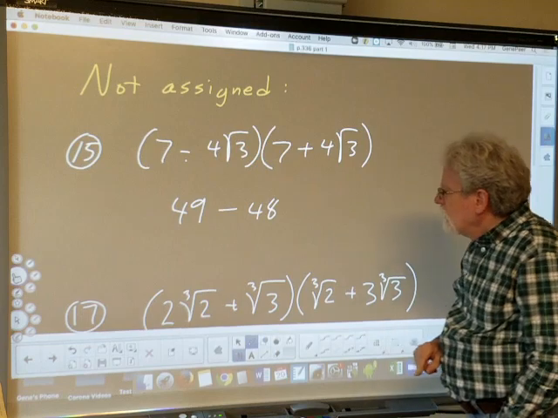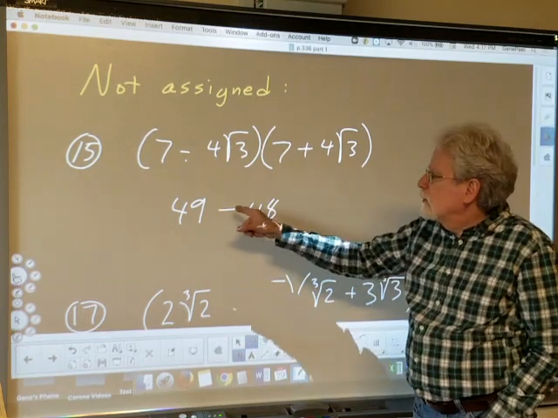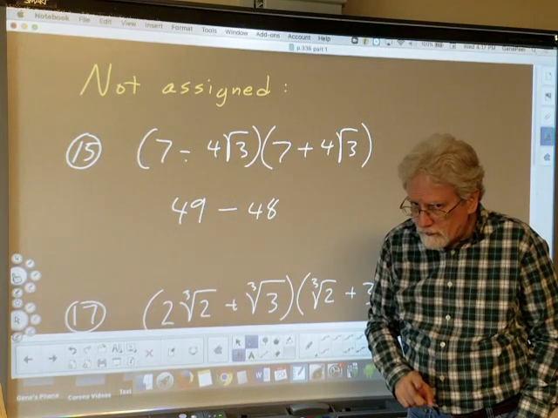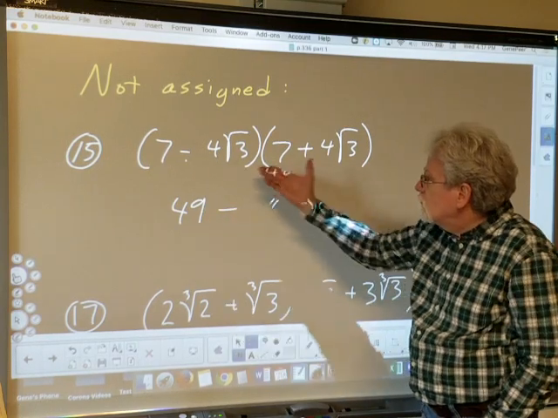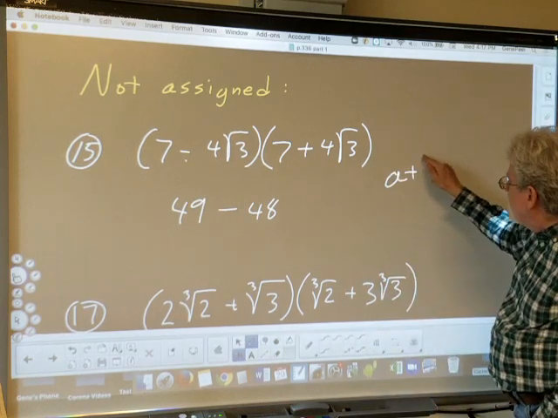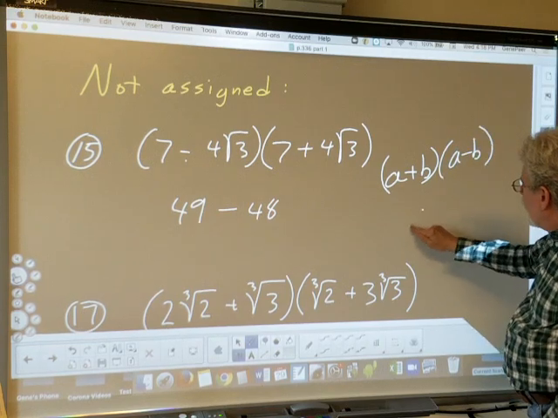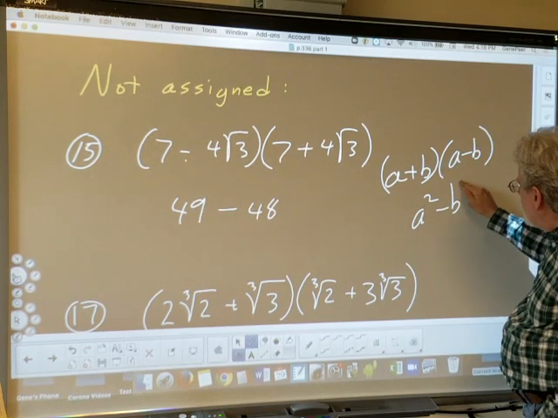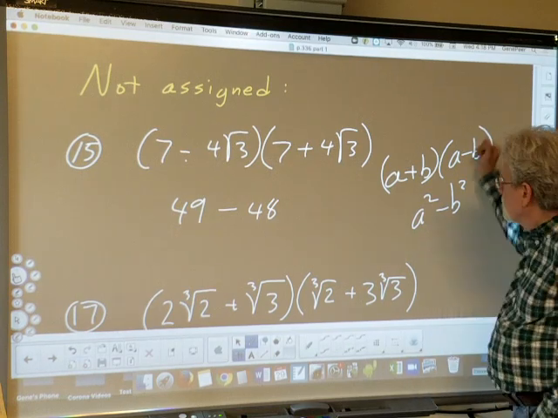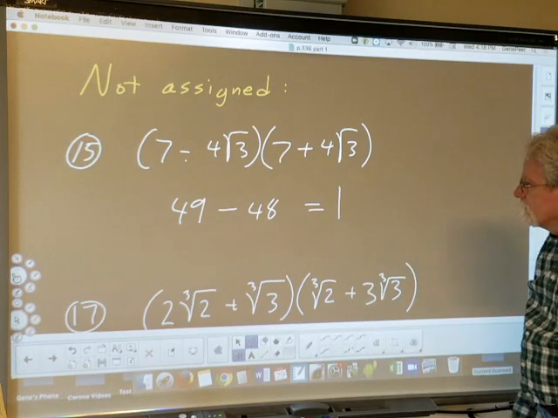But Mr. Pierre, we learned just recently that you always put a plus in between. You put a plus in between when you're dealing with the imaginary numbers. These are not imaginary numbers. This is very straightforward, old-fashioned a plus b times a minus b. It will always be a squared minus b squared as long as you're not working with imaginary numbers. So our final result is just plain 1.